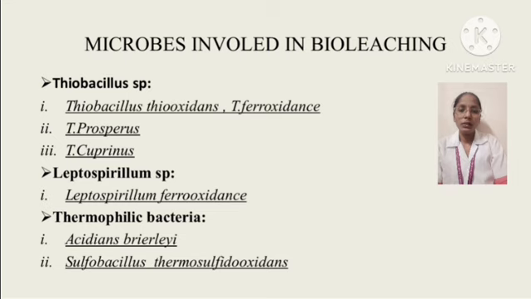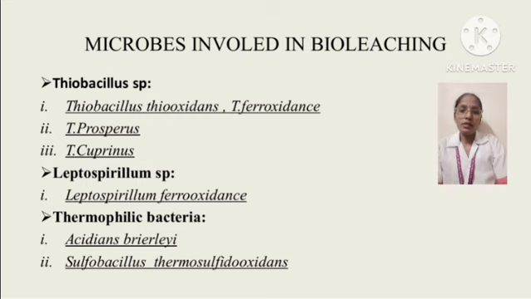Thiobacillus species, Leptospirillum species, and thermophilic bacteria are mainly involved in the bioleaching process. The important group in bioleaching is Thiobacillus species, under the genus Acidithiobacillus. These bacteria are acidophilic, autotrophic, and capable of oxidizing iron and sulfur components. Some important species are Thiobacillus thiooxidans, Thiobacillus ferrooxidans, Thiobacillus prosperus, and Thiobacillus cuprinus.